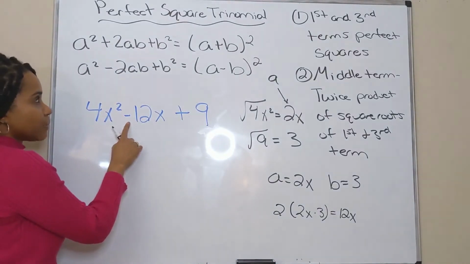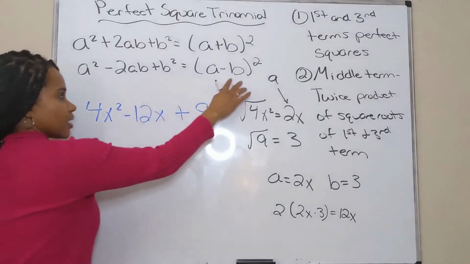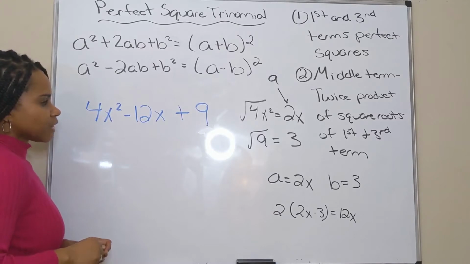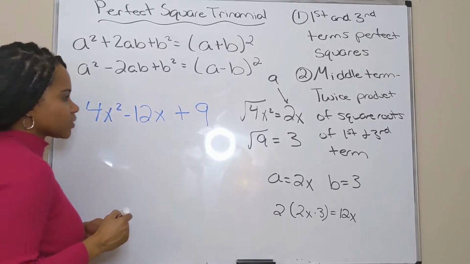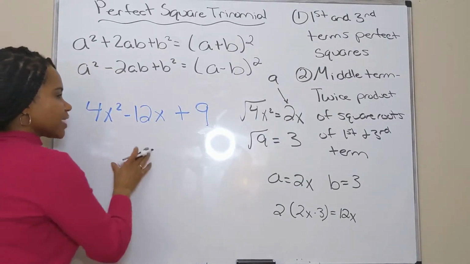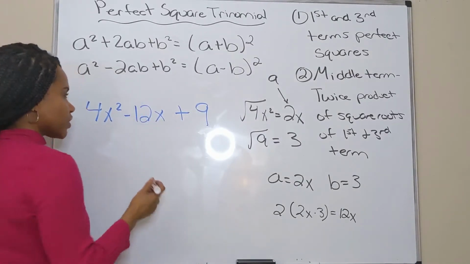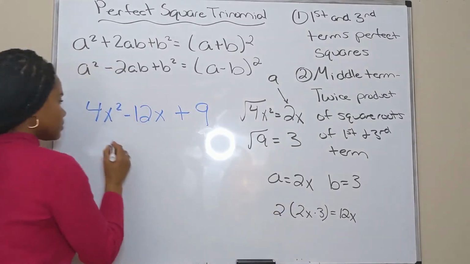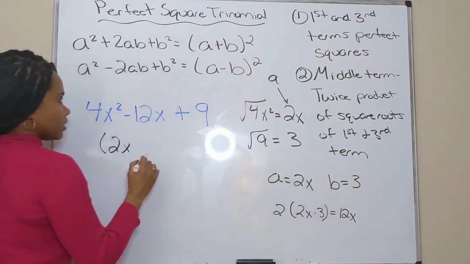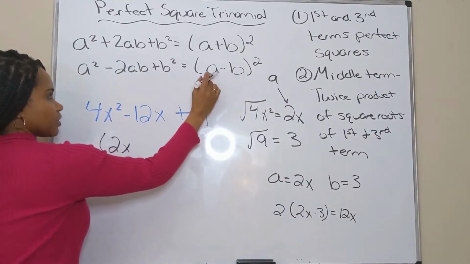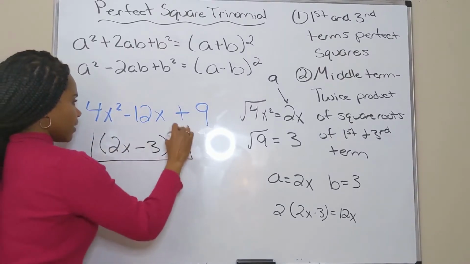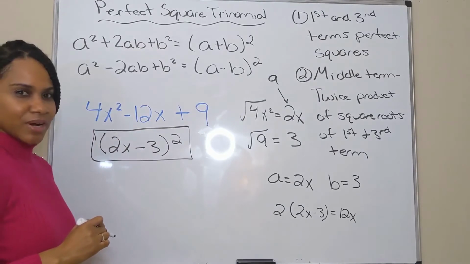It could be a plus or a minus, so depending on the sign, that is what we put as our final factor piece there. So it meets the requirements, and the way we factor it, we just take our a and b and plug it into that formula. The hardest part is just identifying if it is a perfect square trinomial. So again, my a is 2x, my b is 3. Since that's a minus, I'm using this formula here. That's going to be 2x minus 3 squared, and I have factored this perfect square trinomial.